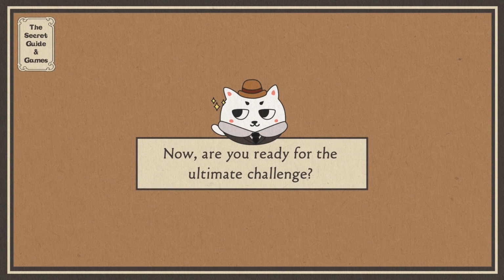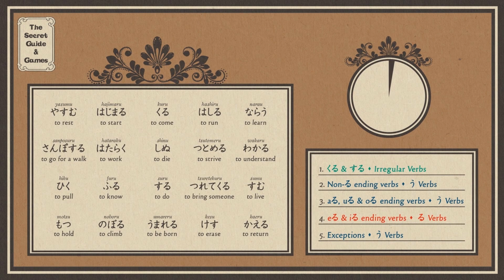Now, are you ready for the ultimate challenge? How did you do on the challenge? Identifying verb groups is one of the most important skills in Japanese. So please give yourself lots of practice so that you can do this quickly and correctly each time. I promise it will be super handy with any verb expressions.